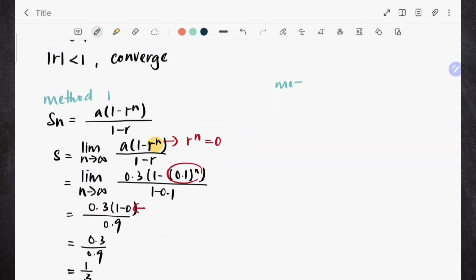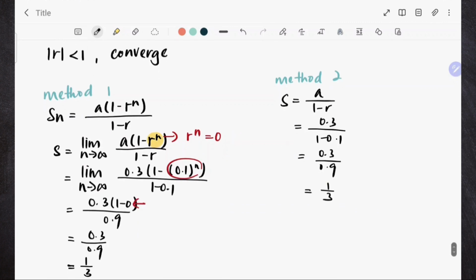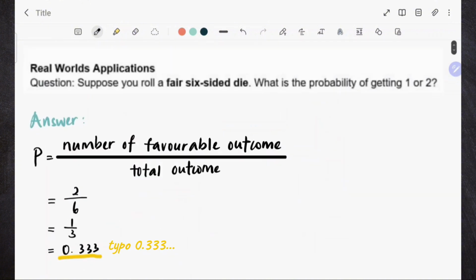So how about if you use the sum to infinity formula? Actually, you will get the same answer as method 1. Hence, this is a geometric series that converges to 1 over 3. The probability never becomes exactly 0.333. It converges to a fixed value, which is 1 over 3. So writing it as a fraction will give you the exact probability.